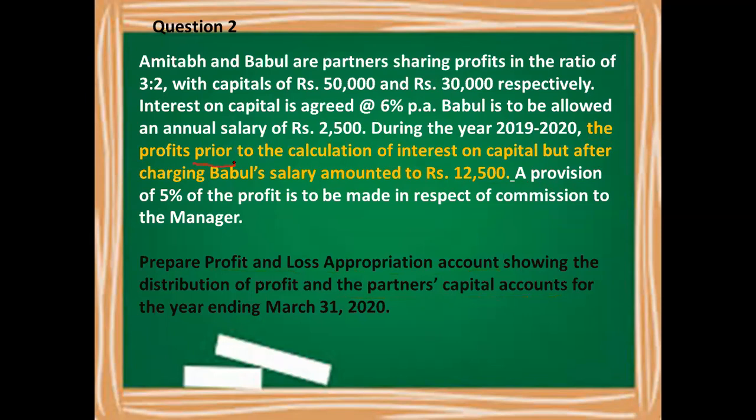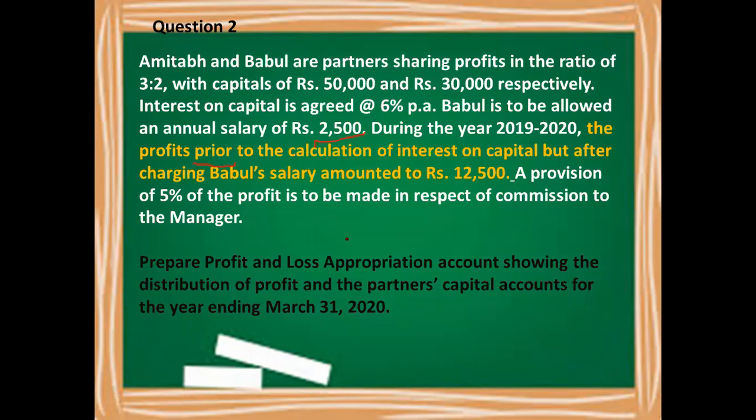Before means from this amount we have not deducted interest on capital. But after charging Babul's salary, what was Babul's salary? Babul's salary was 2,500. It means this salary has already been deducted from this amount, which means the actual profit of the firm was this plus this. So the total profit of the firm was 15,000.